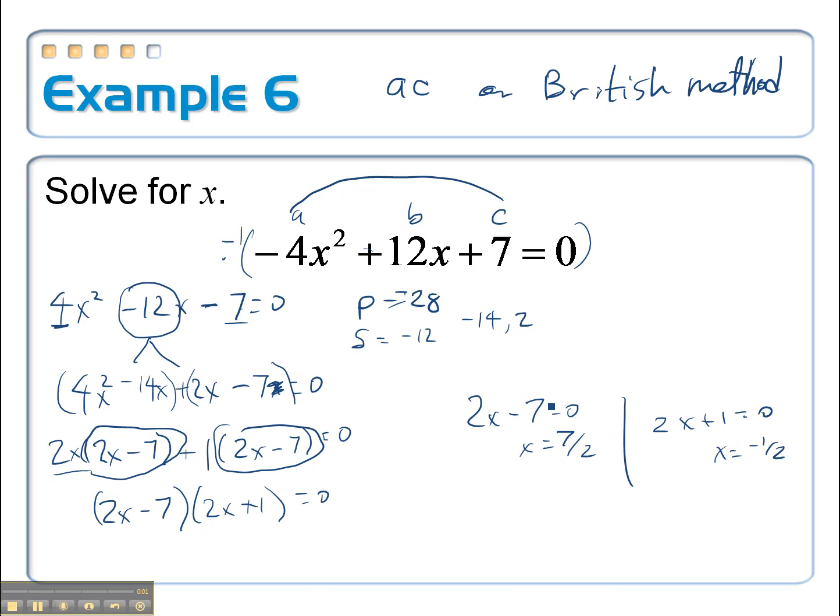Okay, before we move on to the last example, let's look at this one just one last time. This one that had this negative 4 out front, we got rid of it by multiplying everything by negative 1. Now we just have a 4 outside, and you have to multiply the 4 times the negative 7 to get negative 28, and that's what forms our product that we have to find two factors for.